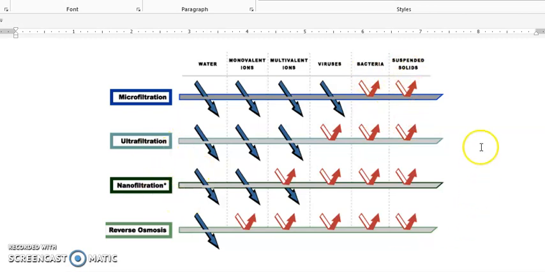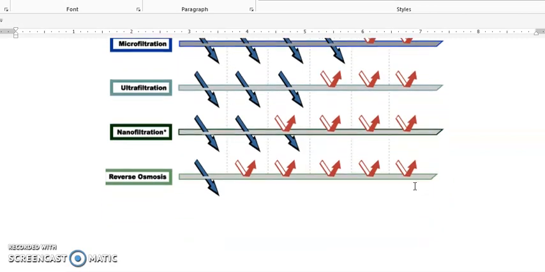Similarly, for ultrafiltration and nanofiltration, what things are blocked and what things are going to pass is shown clearly in this figure. So it's a very nice figure clearly indicating the difference between these four types of membranes.